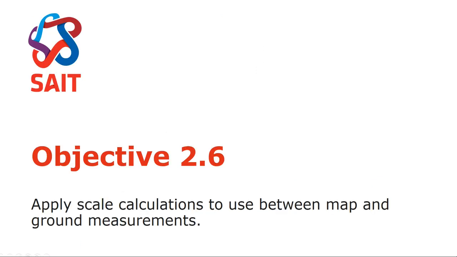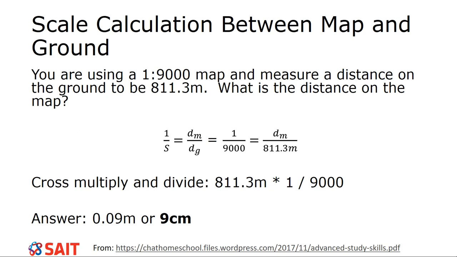So last but not least, here we have our apply scale calculations to use between map and ground measurements. So we're still using the same formula. So I'm using an example here. This one is really to determine your paper size. That's why we would use this. So you have this map, and I'm just jumping into an example right here. Your map is 1 to 9,000, and you measure a distance on the ground to be 811.3 meters. What is the distance on the map?